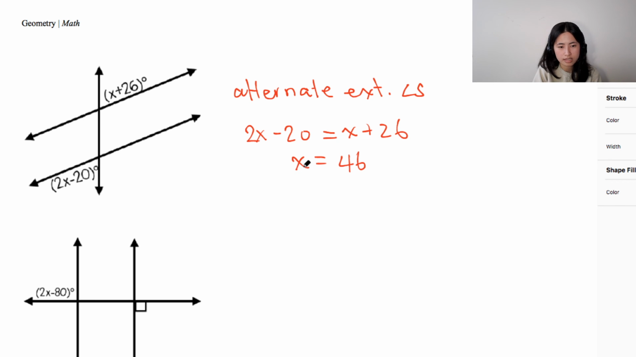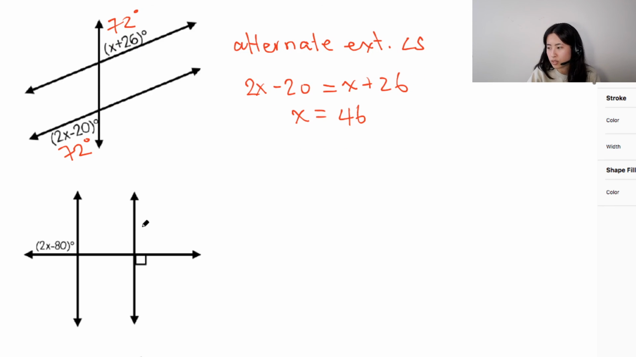Okay, so that's 46. So we can actually say that this is 46 plus 26. That would give you 72 degrees. And this is going to be 2 times 46 minus 20, so this is equal to 72 degrees. Because remember, they're alternate angles, they're supposed to be congruent. So that's why they're both 72 degrees.